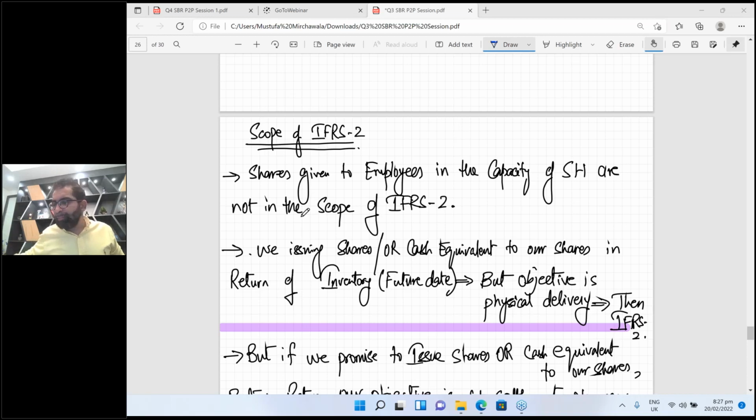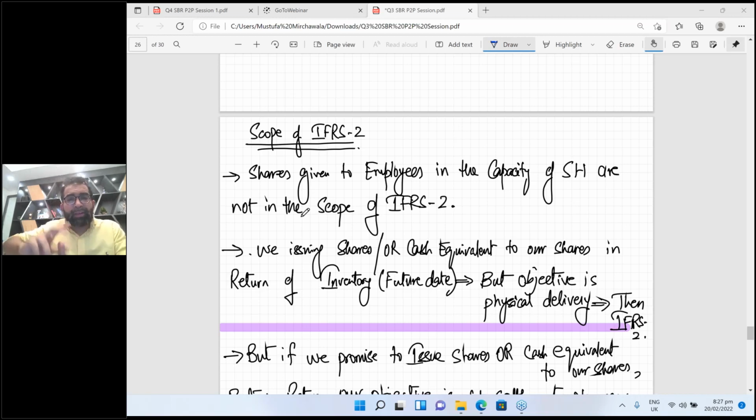Listen, look at me. Today you gave a target to your employees to stay 1 year or 2 years, and then you will give shares. Means if employees stay 2 years, then you will give shares. So yes, this is IFRS 2, because you are taking services, and in return you are giving shares.